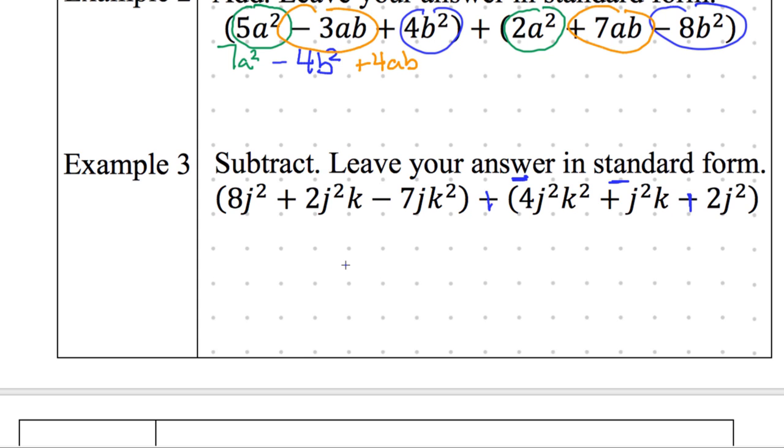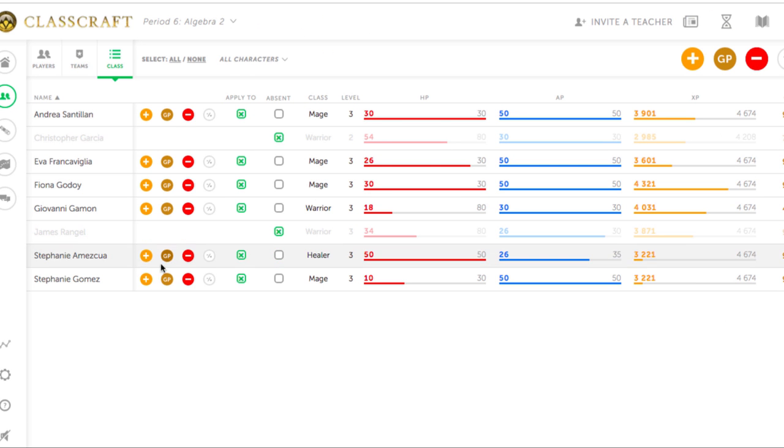Fiona, go for it. All right, Stego. Just walk me through it, yeah. So 8J squared plus 2J squared. Okay, that one right there. And that's 10J squared. 10J squared. All right, very good. And we're looking for someone else now.